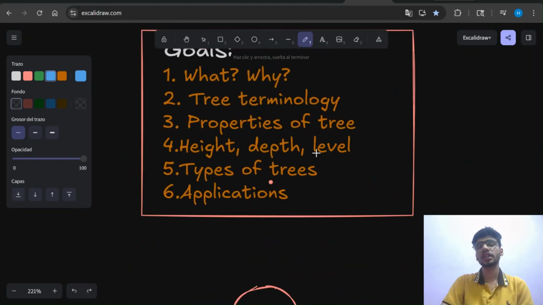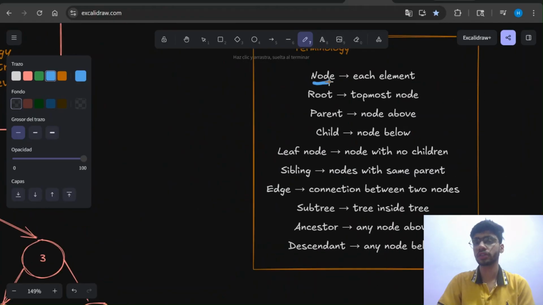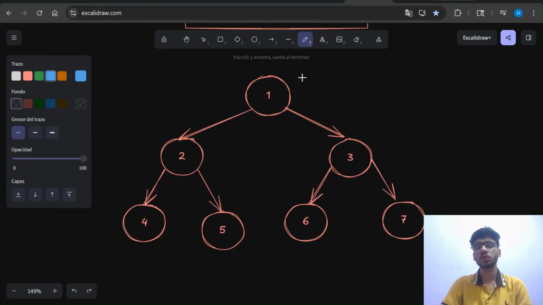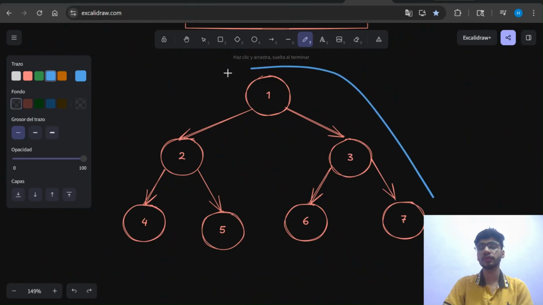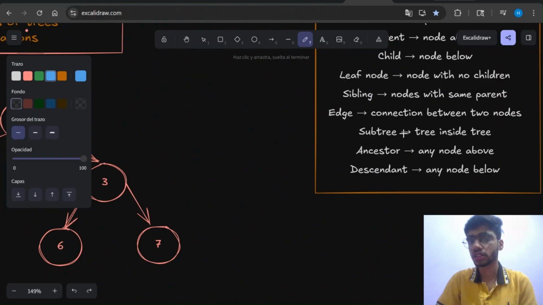So now let's understand tree terminology. This is very important. First of all, understand what a node is. Each element of a tree is called a node. So here 1 is a node, 2 is a node, 3, 4, 5, 6 and 7 are all nodes. Each individual element of a tree is called a node of the tree.